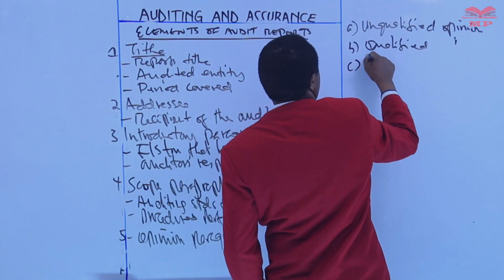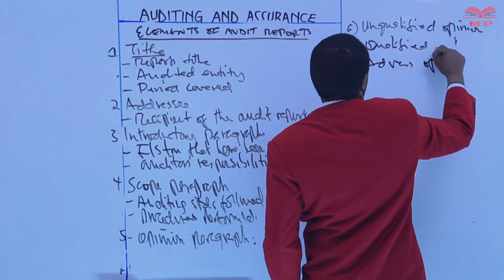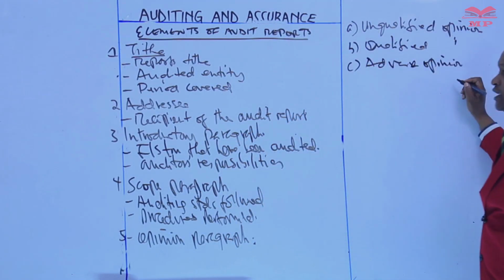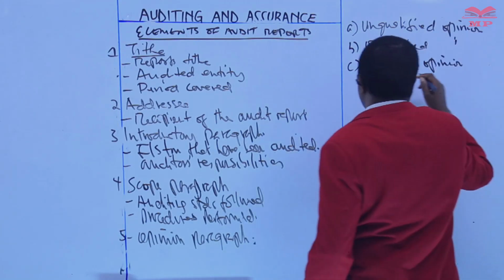Then there is adverse opinion. Adverse opinion, this is a negative opinion. Here the financial statements are materially misstated and do not present a true and fair view. Then of course you have the disclaimer of opinion.